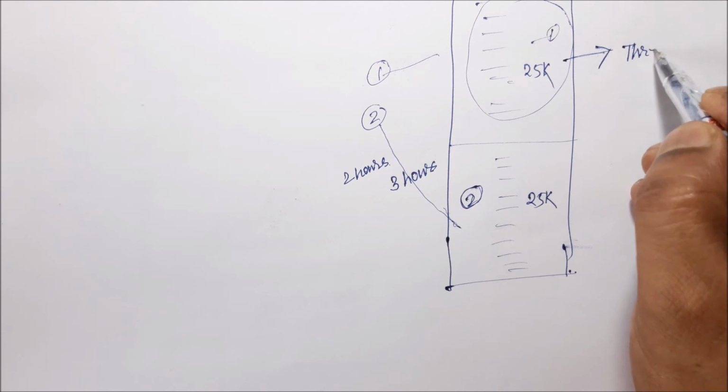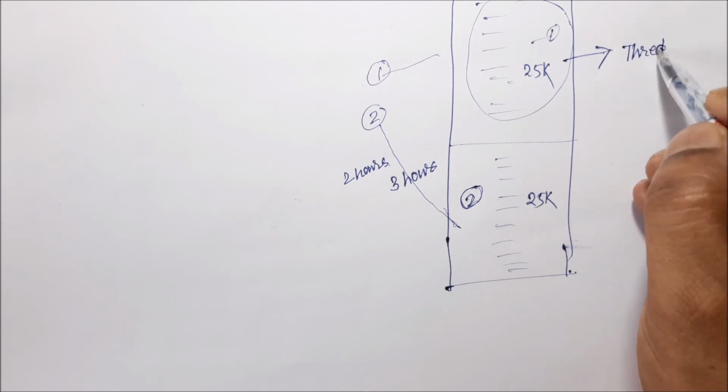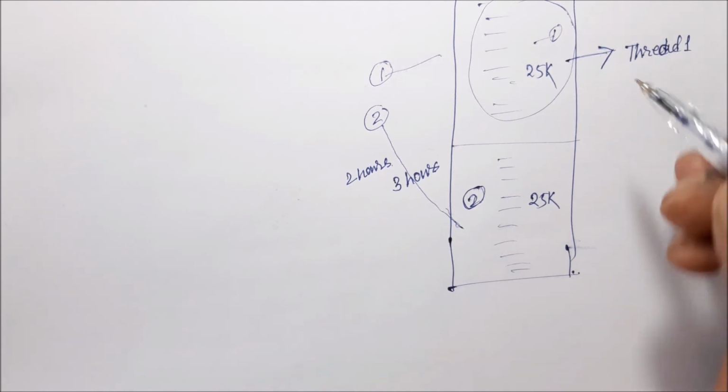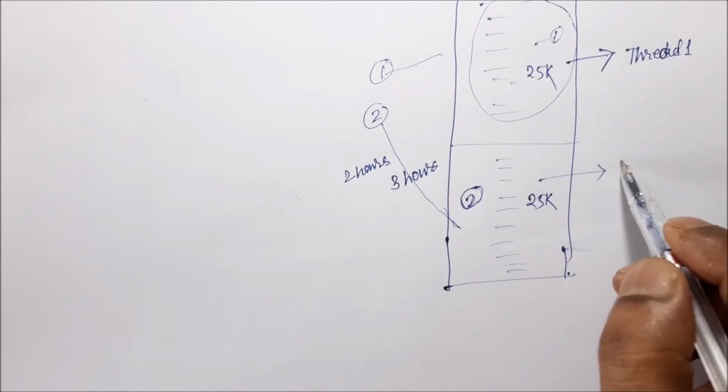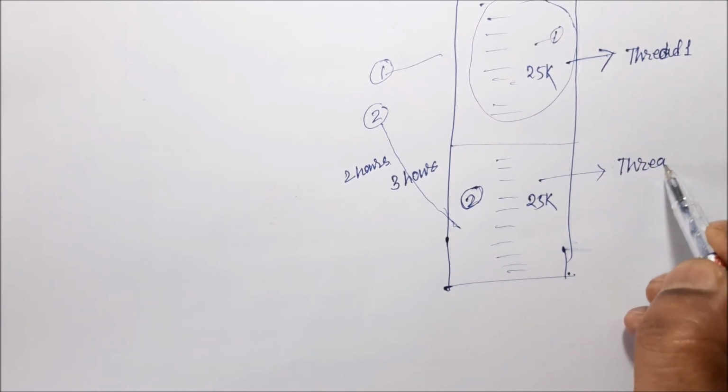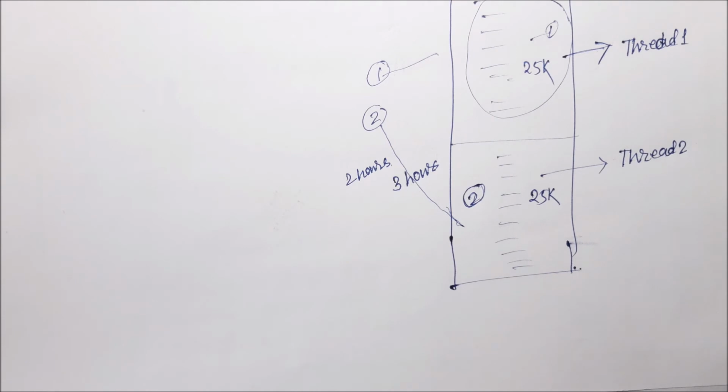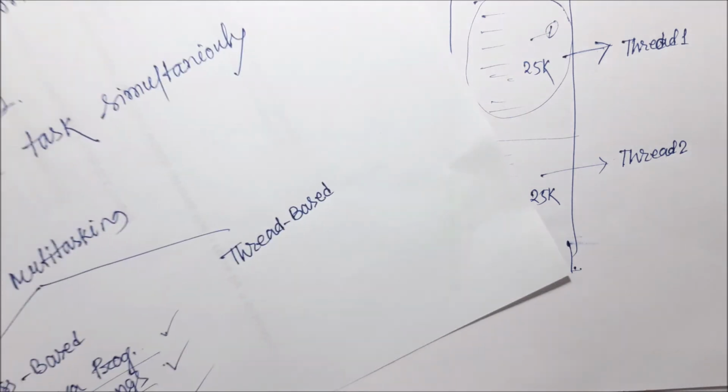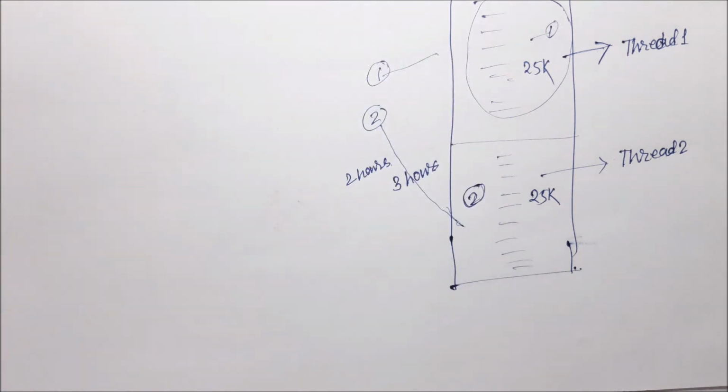So this part of the code will be executed by thread 1, and this part of the code will be executed by thread 2. So, what does thread mean? This type of multitasking is called thread based multitasking.